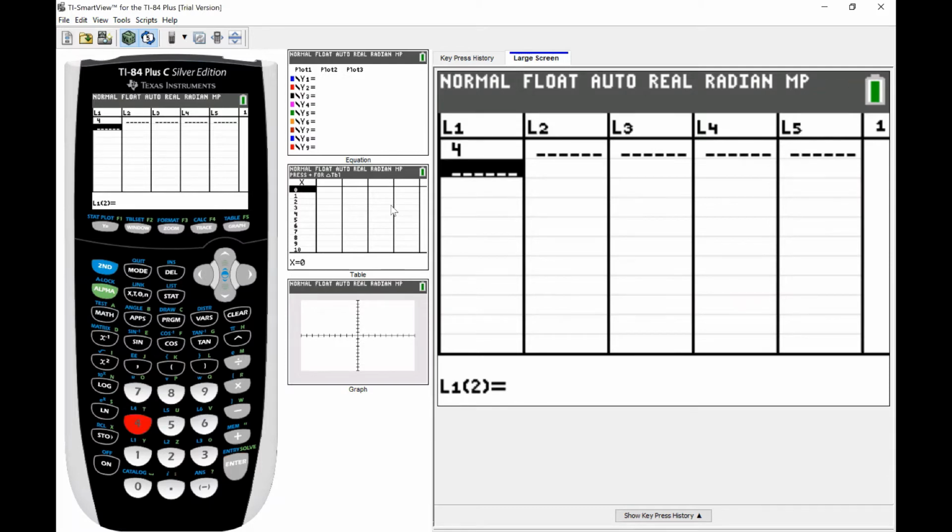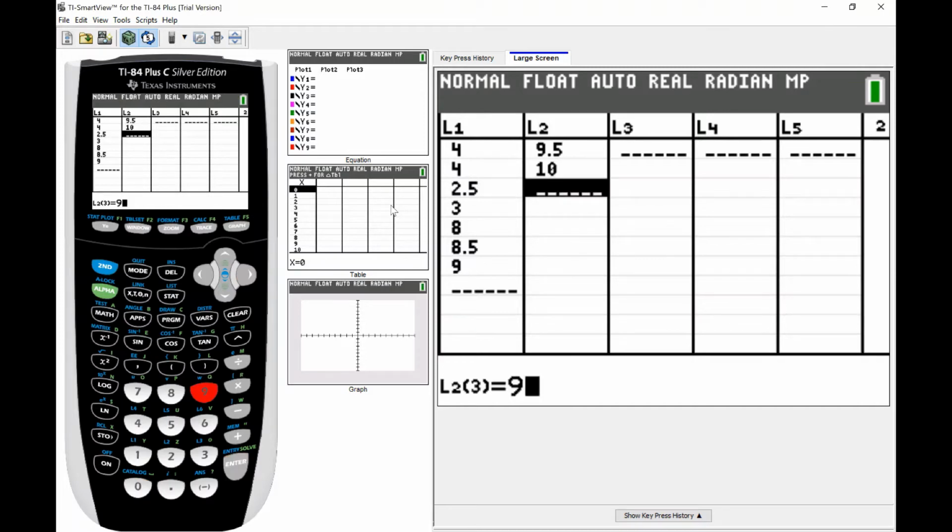So let's just go through the X values. 4, 4, 2.5, 3, 8, 8.5, and 9. And then I'm going to scroll over to the Y values, 9.5, 10, 9, 9.2, 11.5, 12, and 12.5.